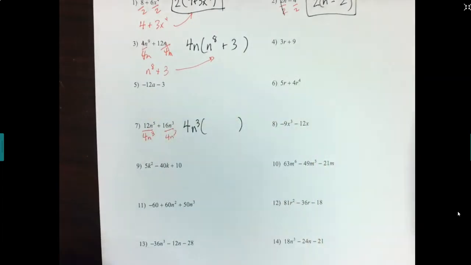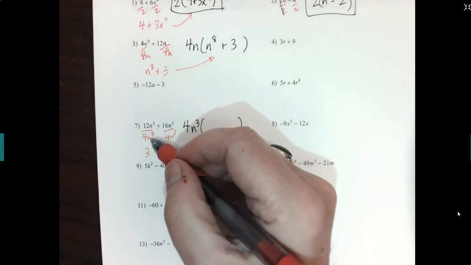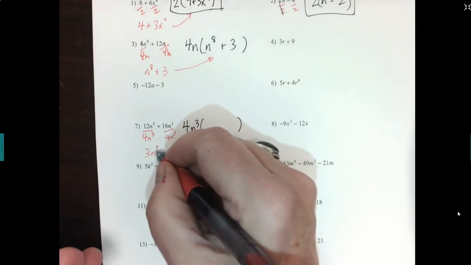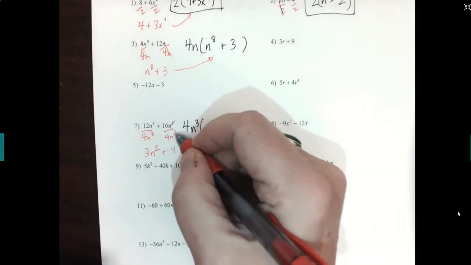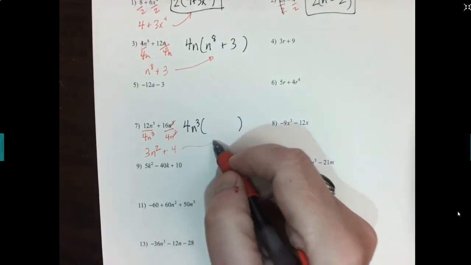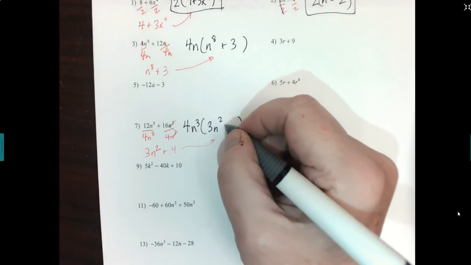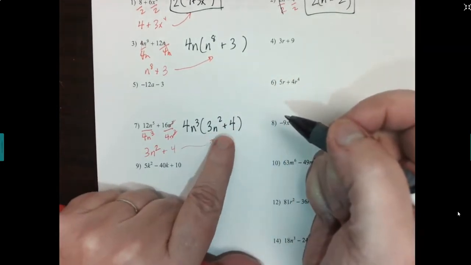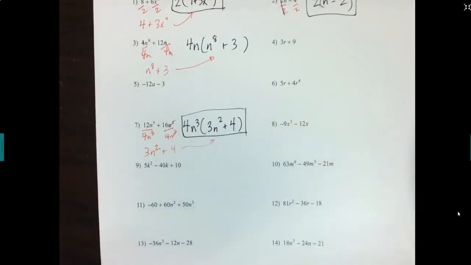So 12 divided by 4 is going to give me 3. And n to the 5th over n cubed is going to be n to the power of 5 minus 3. 16 divided by 4 is 4, and the n cubes completely factor out. And so we're going to have that, and it doesn't look like I can factor that any further. So that's what I'm going to say the answer to 7 is. Okay.